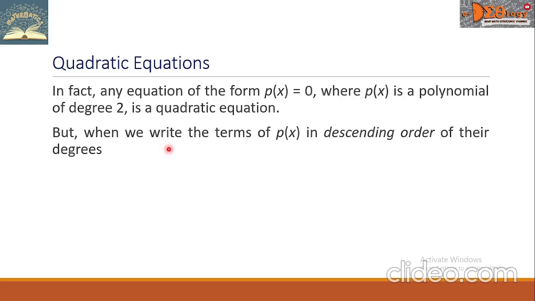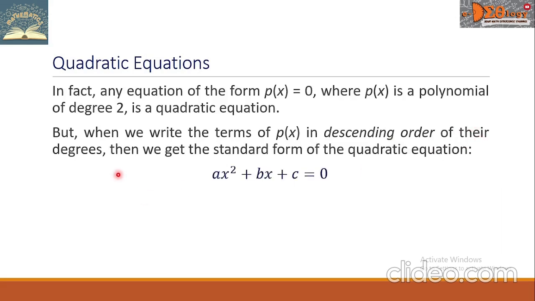But when we write the terms of p of x in descending order of their degrees, then we get the standard form of the quadratic equation, and that is ax squared plus bx plus c equals 0. Again, we say that a is not equal to 0.